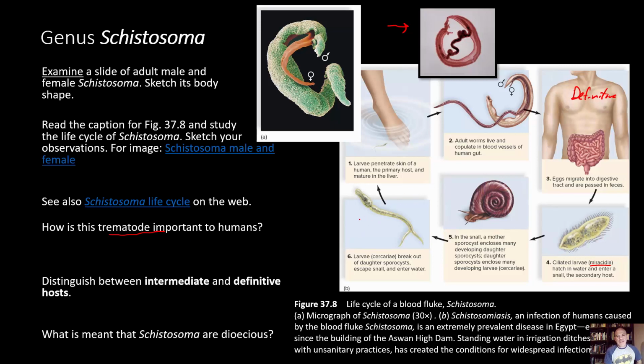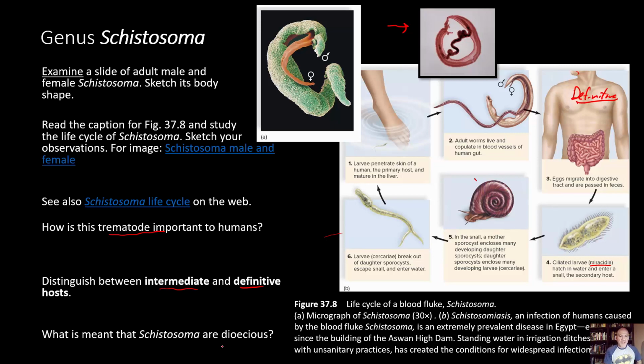Now, when you look at this life cycle here, you want to make sure you can identify the intermediate host and the definitive. The definitive in this case is this vertebrate animal, this human here. We have the snail as your intermediate host in this case. There is no fish in this case.